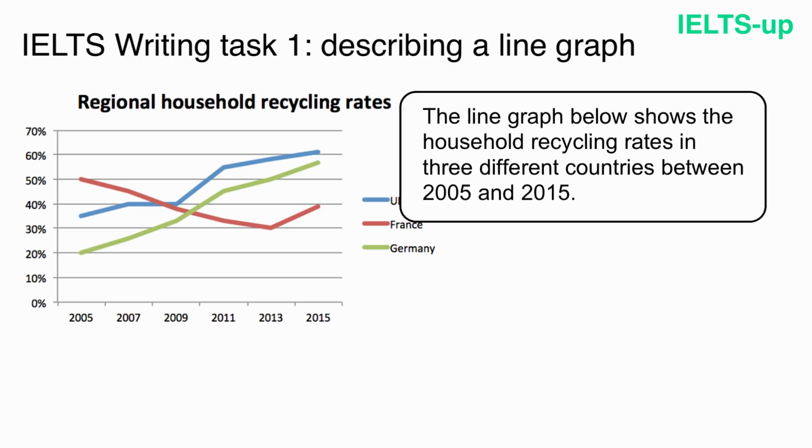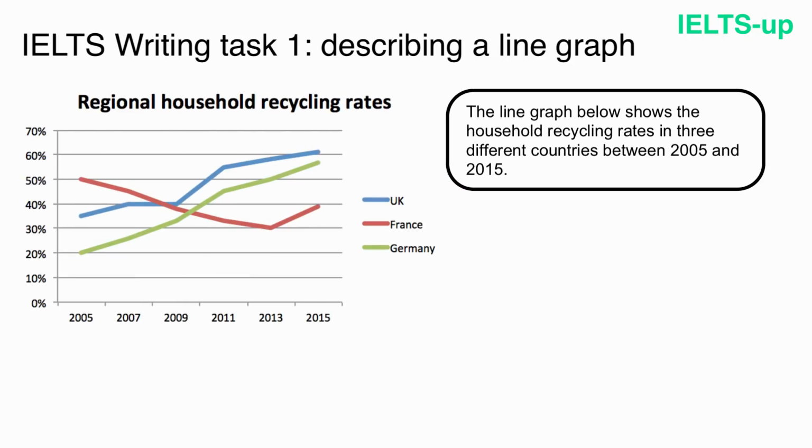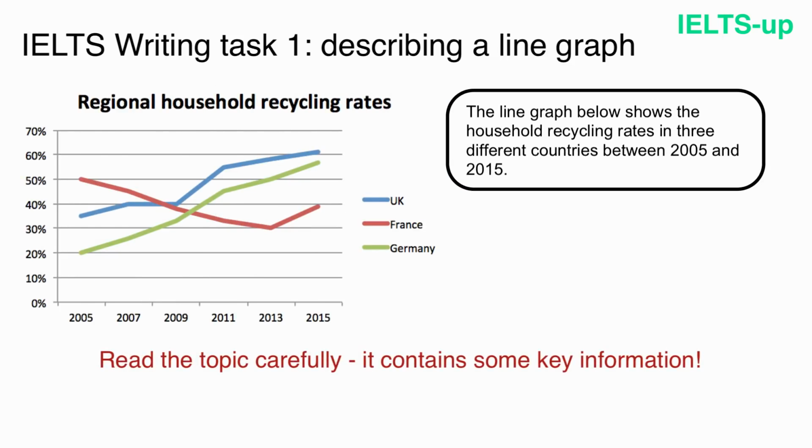What it says: The line graph below shows the household recycling rates in 3 different countries between 2005 and 2015. So, you are always given a description of your graph in your topic. This information is very important as it helps you to understand what's going on your graph. So, read the topic carefully.